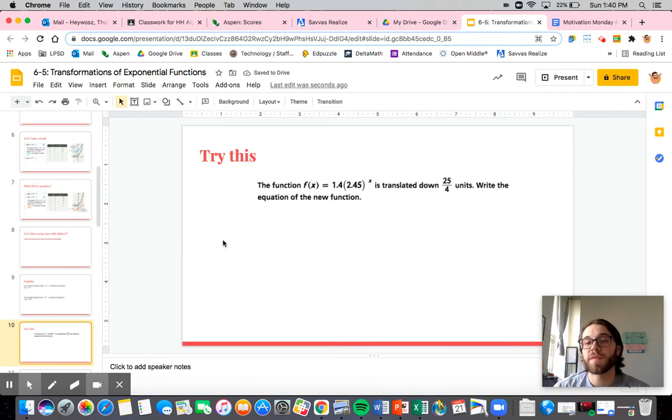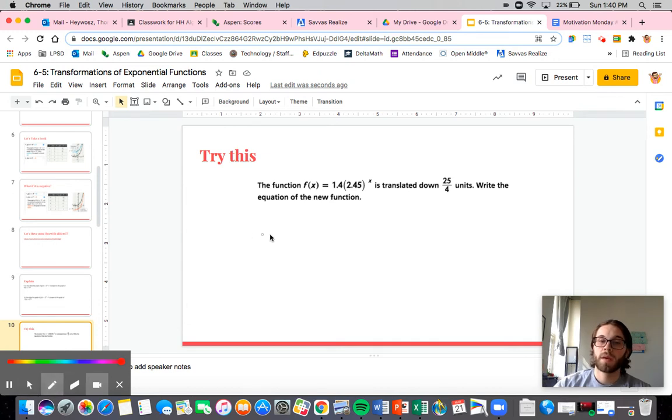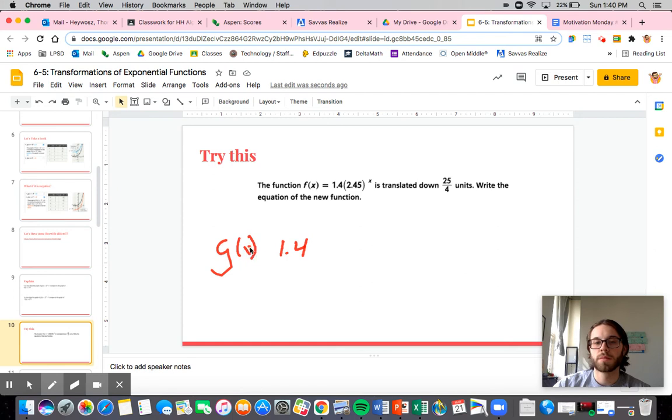Now, if the function is 1.4 times 2.45 to the x, and it's translated down 25 over 4 units, write the equation of the new function. Well, if it's translated down, that means I subtract on the outside. So it'll be g of x equals 1.4 times 2.45 to the x, minus 25 over 4. That's all I'm looking for. You can just take it and move it down.